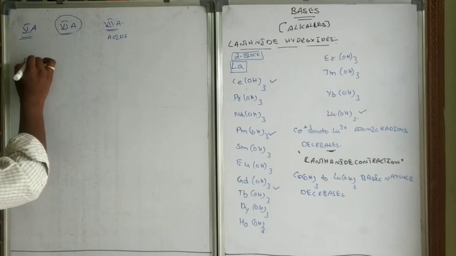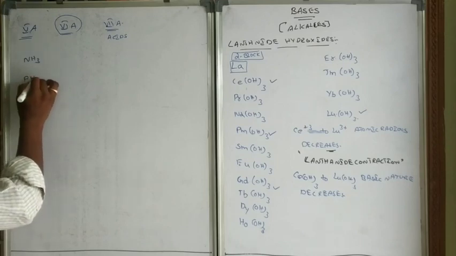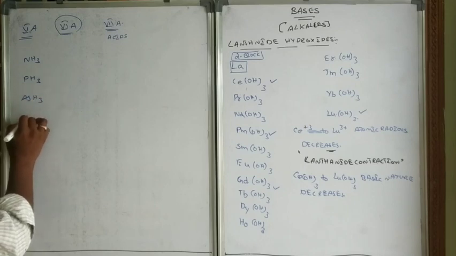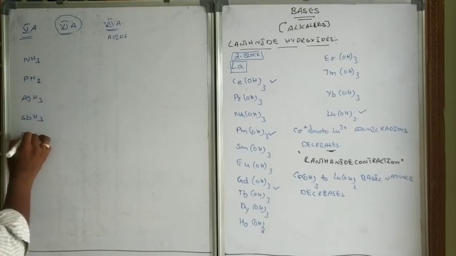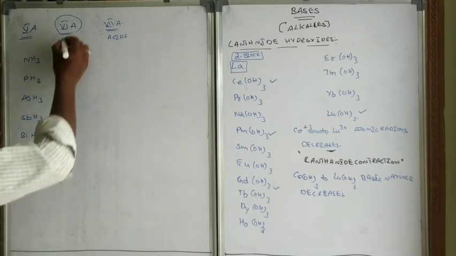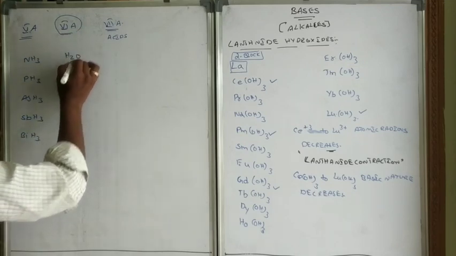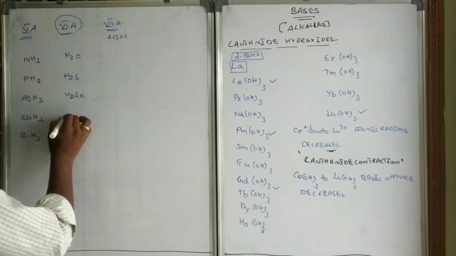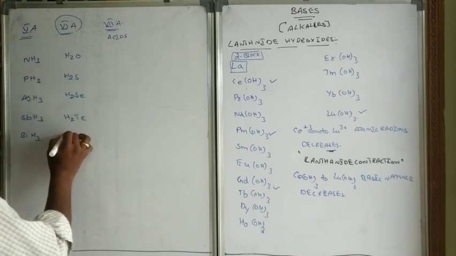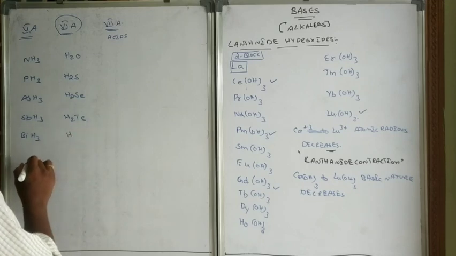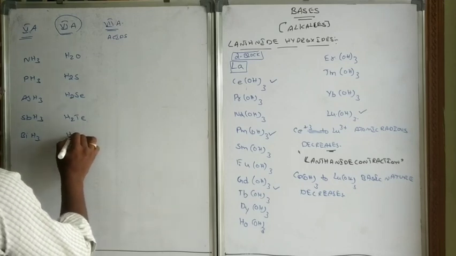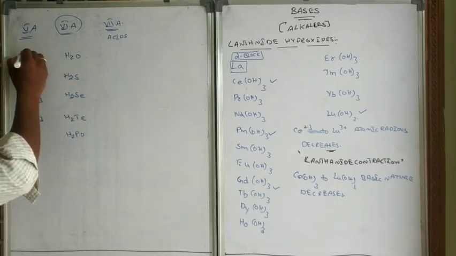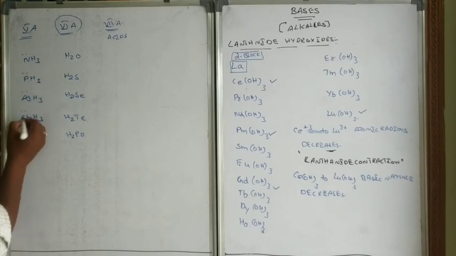Fifth group elements' bases are ammonia, phosphine, arsine, stibine, bismuthine. The sixth group elements' bases are H2O, H2S, H2Se, H2Te, H2Po. In these bases, they have a lone pair on them.